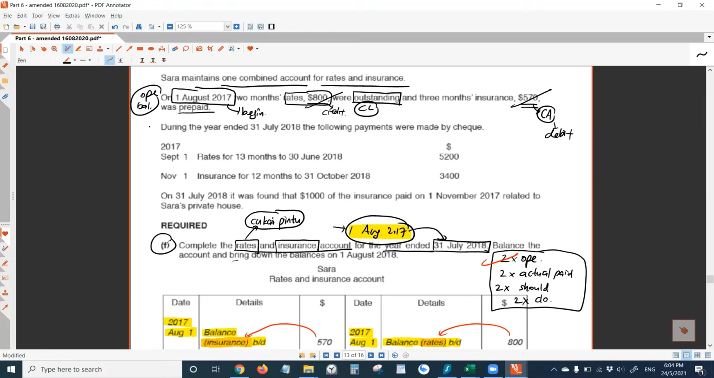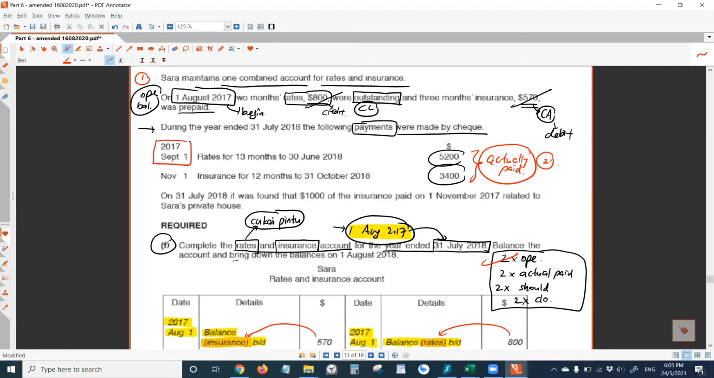Now continue. During the year, the following payments were made by check. What you are going to see next, these two numbers, are the amounts you have actually paid during the year. Congrats, you have found another element. Just now you found the opening balances. Now you found the amount actually paid. You paid on these two respective dates, 1st September and November 1st. Now let's record these amounts first, shall we?